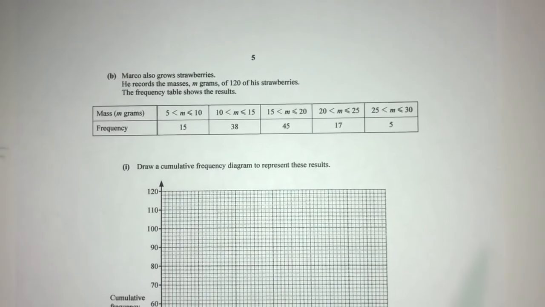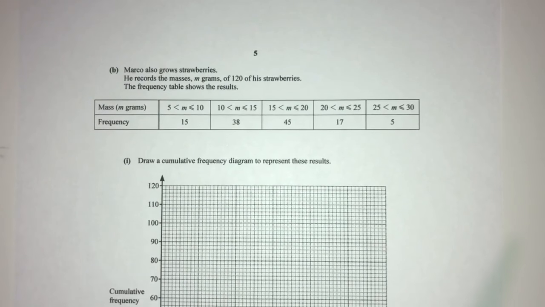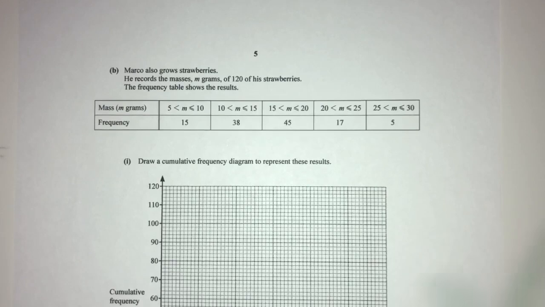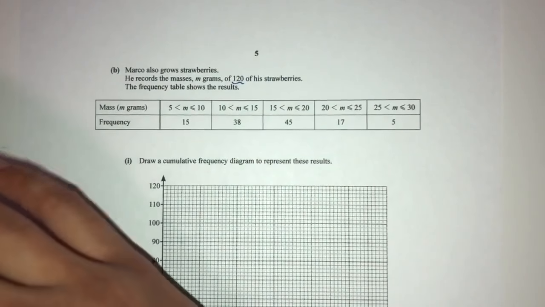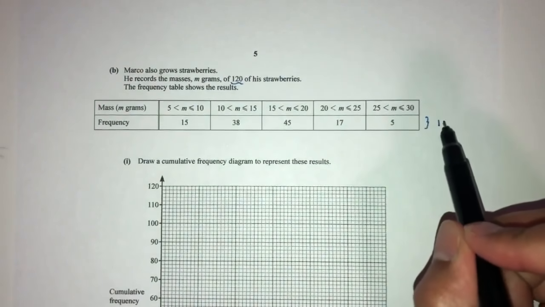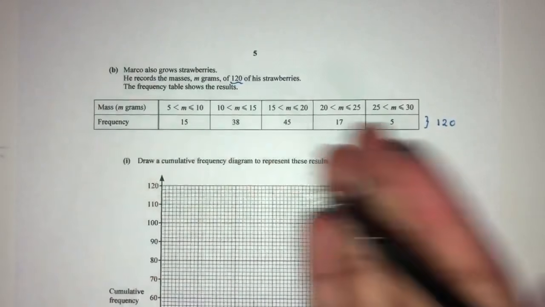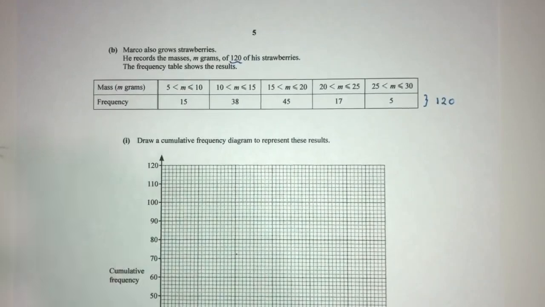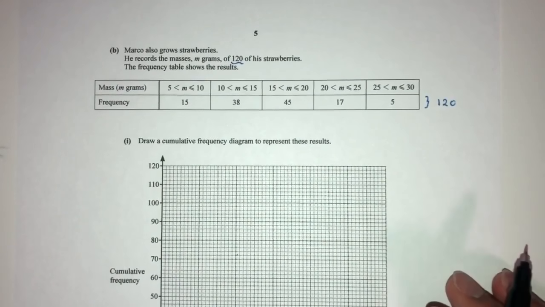Now let's move on to part B of your question. Marco also grows strawberries. He records the masses M of 120 of his strawberries. So in total here will be 120. We have to use these values to draw a cumulative frequency diagram. Okay, so let's do that.